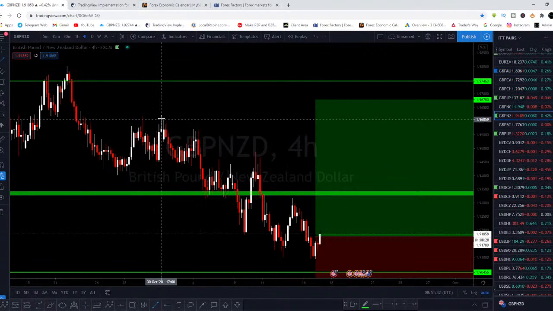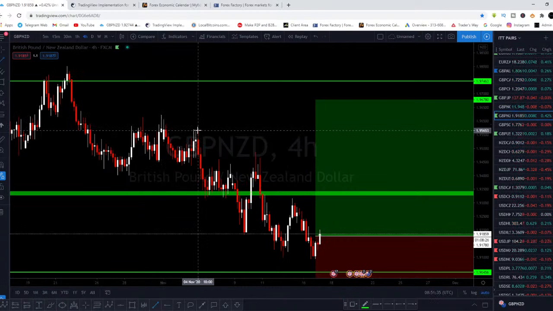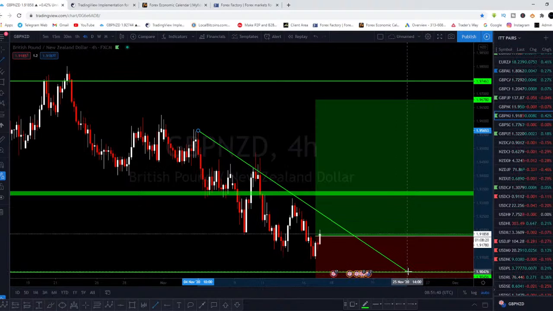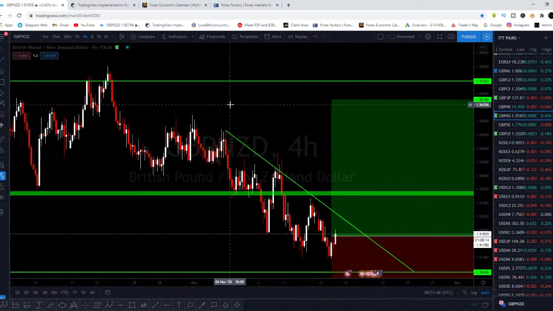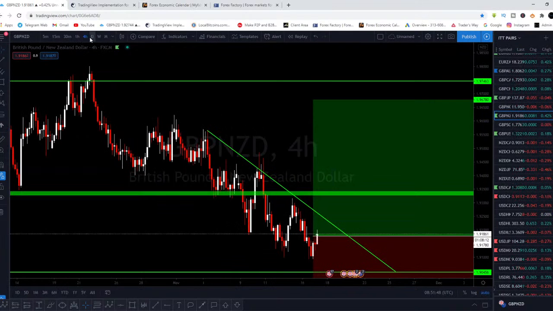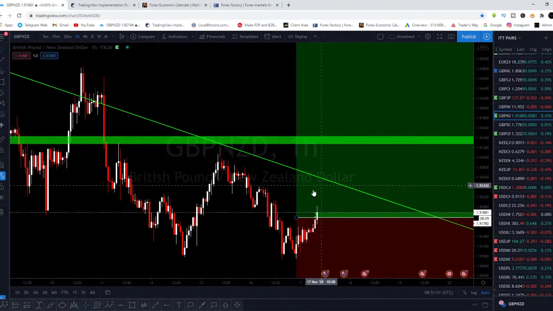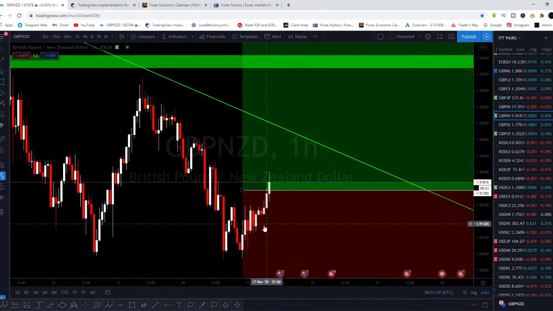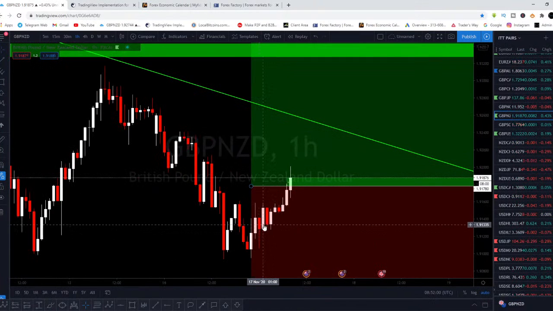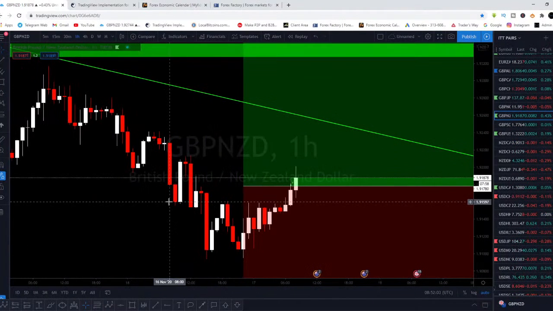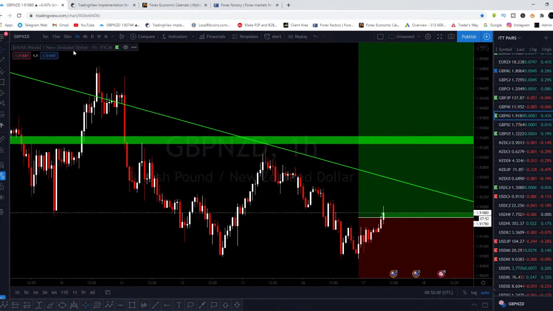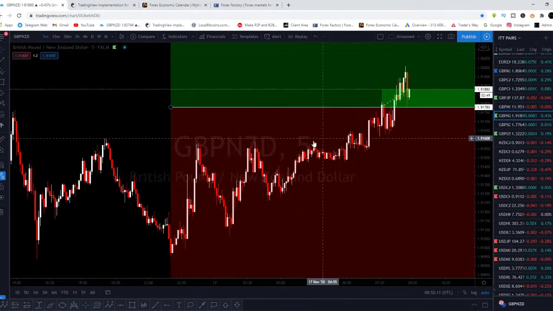Let me check something. Let me start from here. So these points, right? Look like this. So we need a clear breakout of this zone. But right now, what are these price action signals that I'm seeing here? Yeah, it will go up for a buy. It will go up for a buy. Check it out on smaller time frame.